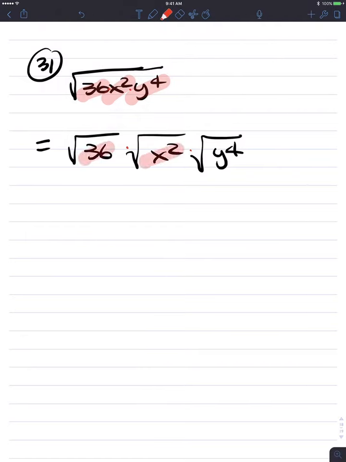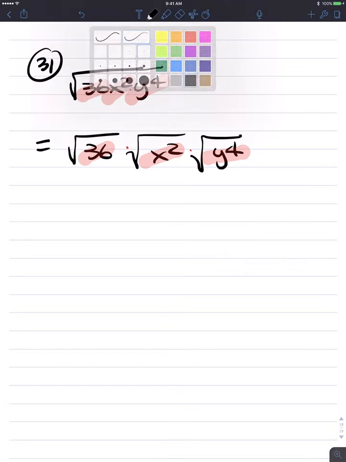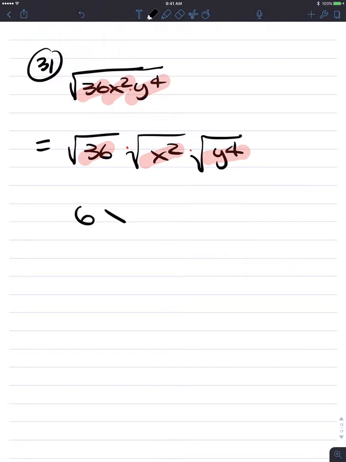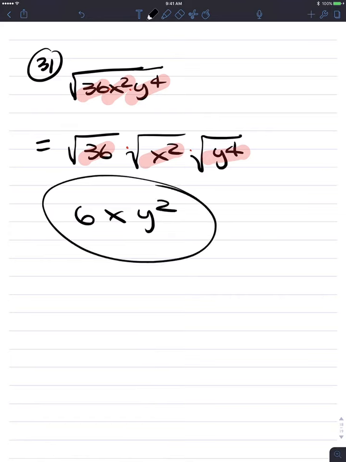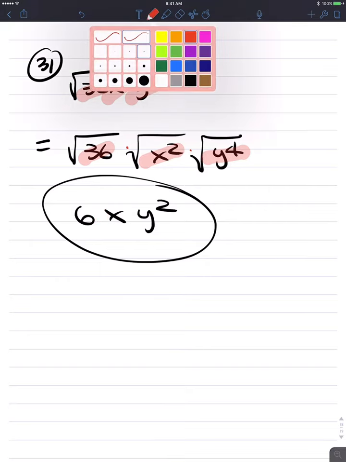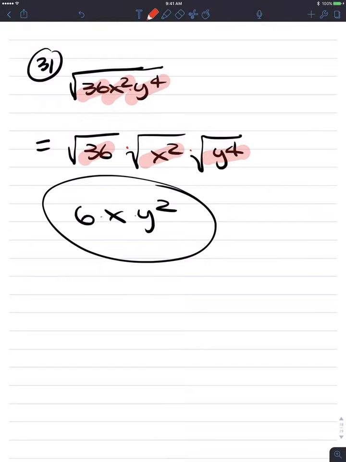Square root of 36, square root of x squared, and the square root of y to the fourth. What we find is we get 6xy squared. And you're done. Don't forget, this is really multiplication here between my terms because there's a blank space. Point being, this is 6xy squared.